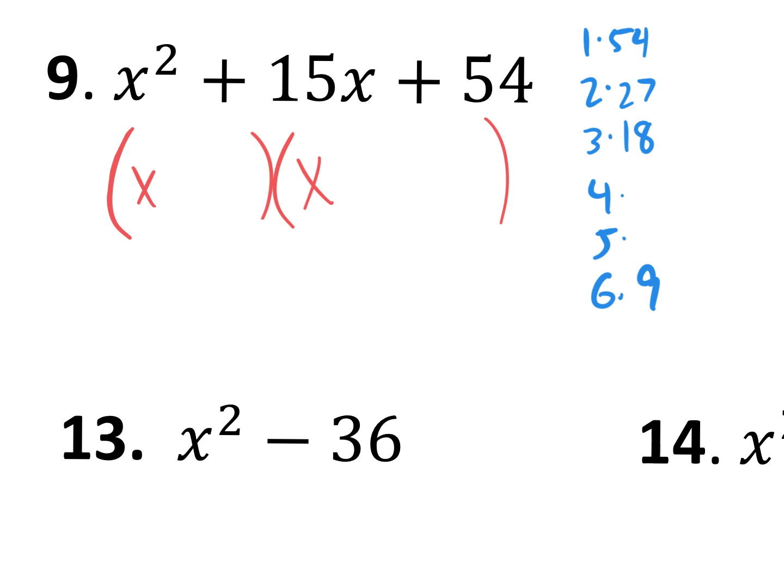Which of those, when you combine them, give you the middle value 15? Obviously, it's 6 plus 9. 6 plus 9 is 15. That is 15. So you're good to go. That's the pair of numbers you want. You don't have to change any signs. That's just a plus 6 and a plus 9.